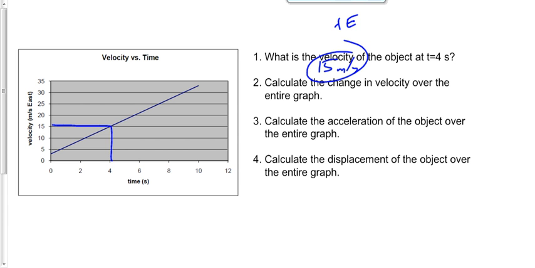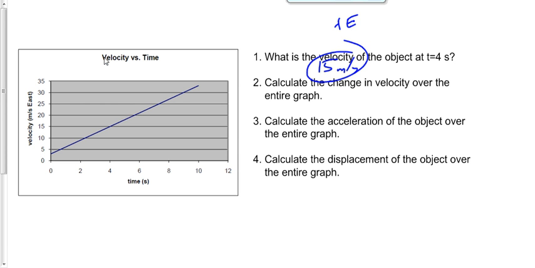Calculate the change in velocity over the entire graph. Now, it's kind of hard to tell exactly where some of the points are because the graph isn't great. There should be more grid lines to make it easier to see, right? I promise you on a quiz or a test, there will be more grid lines, so it will be easier to see where the lines are intersecting. But roughly, what's the change in velocity of the entire graph? How would we do that?